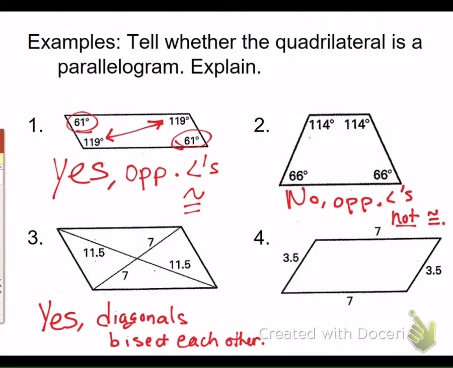And number 4. Yes. Why? Opposite. What are those? Sides. Congruent. So I'm going to make a list on the board. The 4 things. Opposite sides congruent. Opposite angles congruent. Consecutive angles add to 180. Diagonals bisect. Those are the things we're looking for.